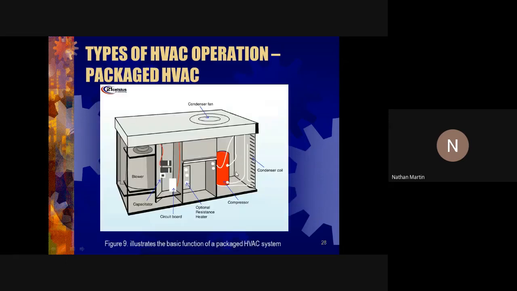We have our packaged unit. So this is basically our window type unit, where everything is actually packaged in one device, right? So we have our capacitor for starting purposes. We have our blower, we have our circuitry, we have our compressor here, and we have our condenser coil, right? This was once utilized a lot, but as time goes on and technology increases, we start to talk about split units.